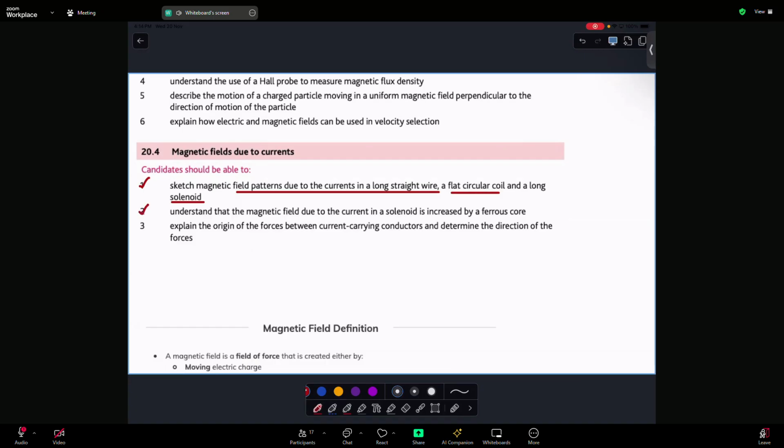Explain the origin of force between current-carrying conductors and determine the direction of the force. This was that diagram I showed you where you place a conductor between the magnet, and the magnetic field of the conductor interacts with the magnetic field of what? The magnet, and the force is generated. The origin of what effect? Motor effect. Motor effect.